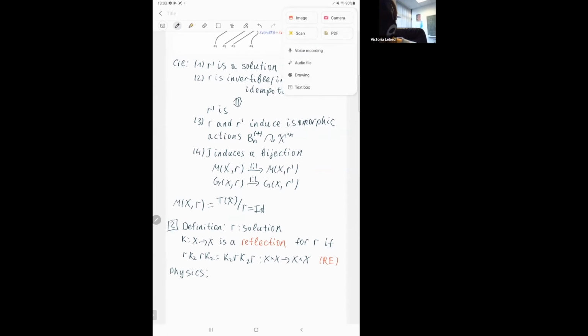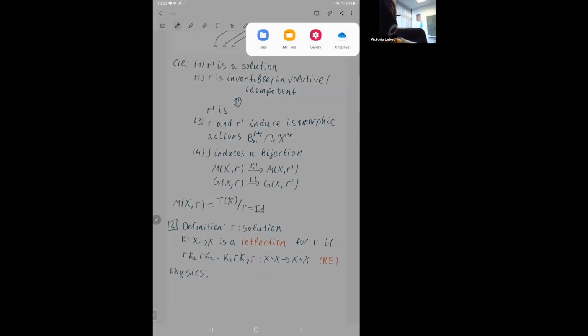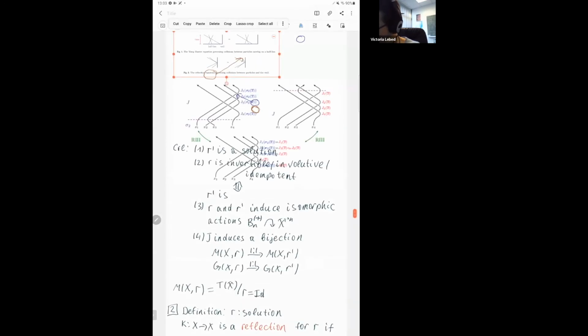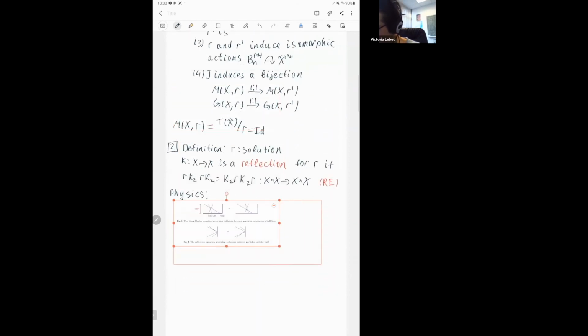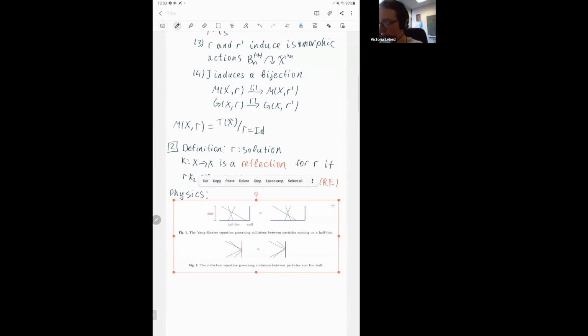I will show you a picture. So if you think about n particles moving on a line, if you consider the collisions between the particles, you will naturally think about the Yang-Baxter equation. So this is what the first picture is telling you. Here I'm drawing just the paths of my particles, where the time goes from bottom to top.